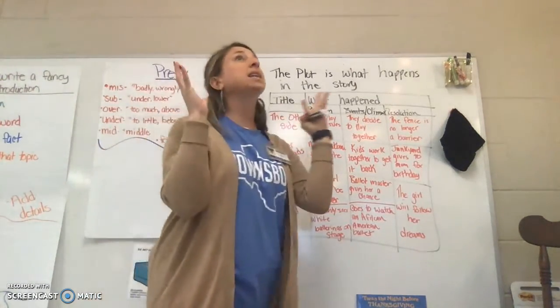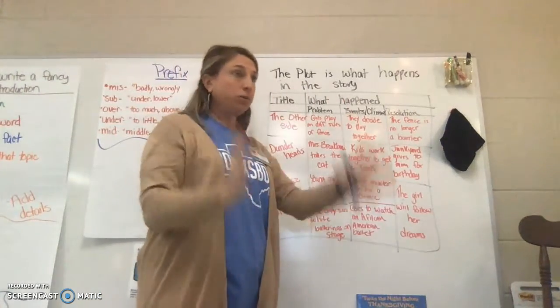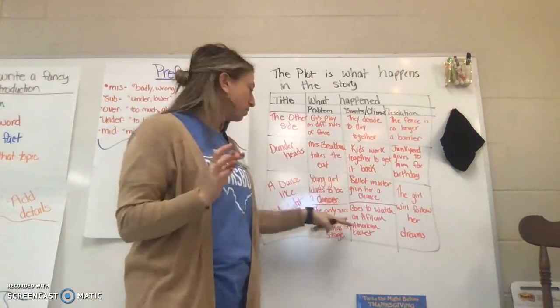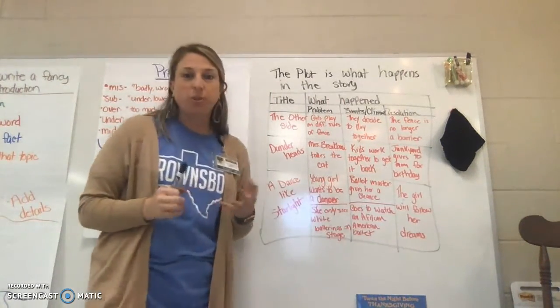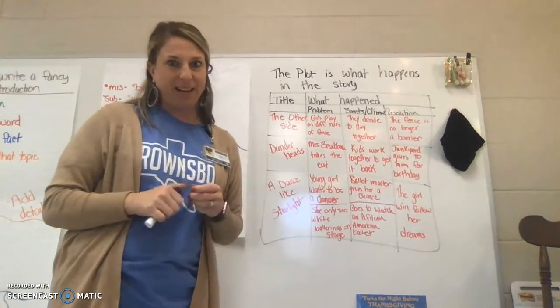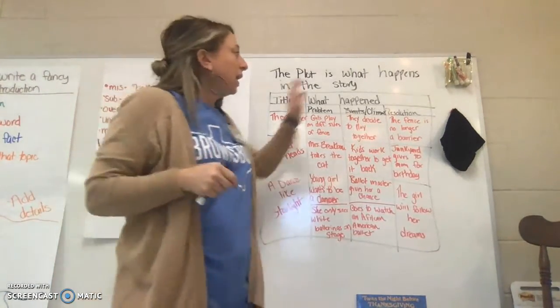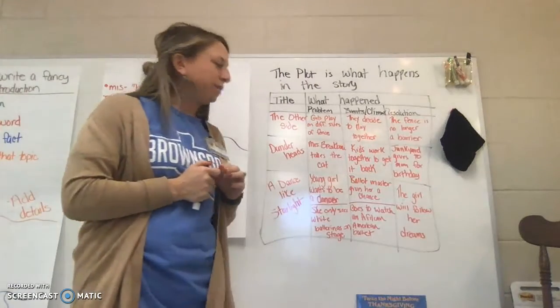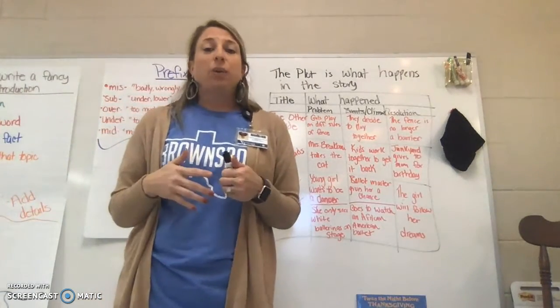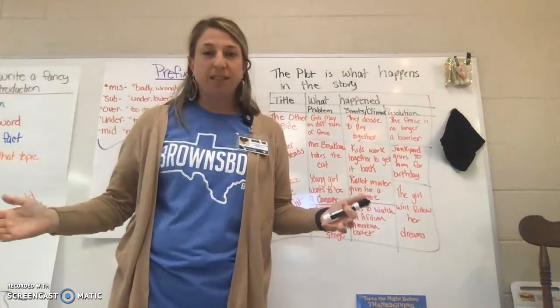So the biggest part of the story, like the most exciting part of the story, is when she goes to watch an African-American ballet. Like, that was a really big deal that happened. The problem was solved in the end when she was going to follow her dreams now that she knew things were possible.